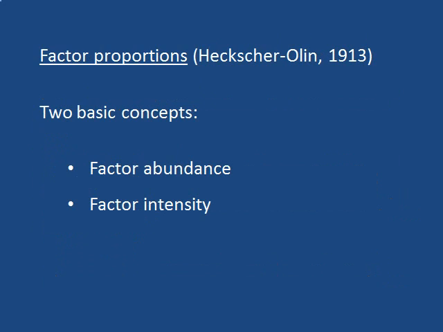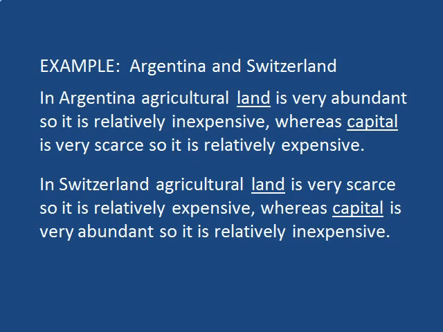The next theory of international trade is factor proportions theory, developed by Heckscher and Ohlin and presented in 1913. In this theory, there are two basic concepts: factor abundance and factor intensity. We'll explain these concepts with the example of Argentina and Switzerland. In Argentina, agricultural land is very abundant, so it is relatively inexpensive, whereas capital is very scarce, so it is relatively expensive. In Switzerland, agricultural land is very scarce, so it is relatively expensive, whereas capital is very abundant, so it is relatively inexpensive.